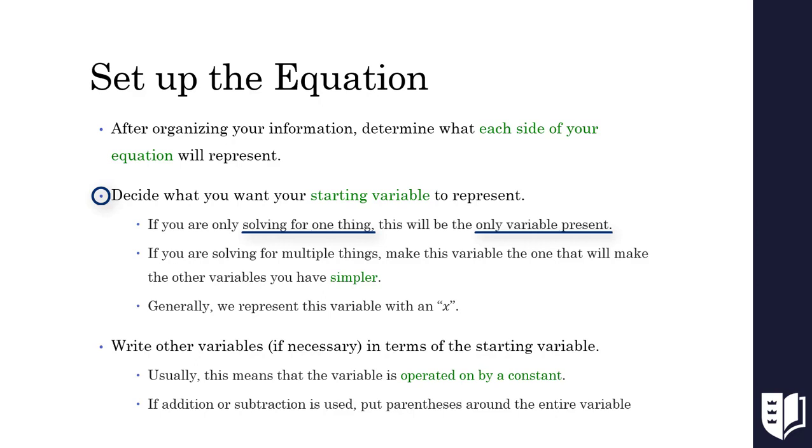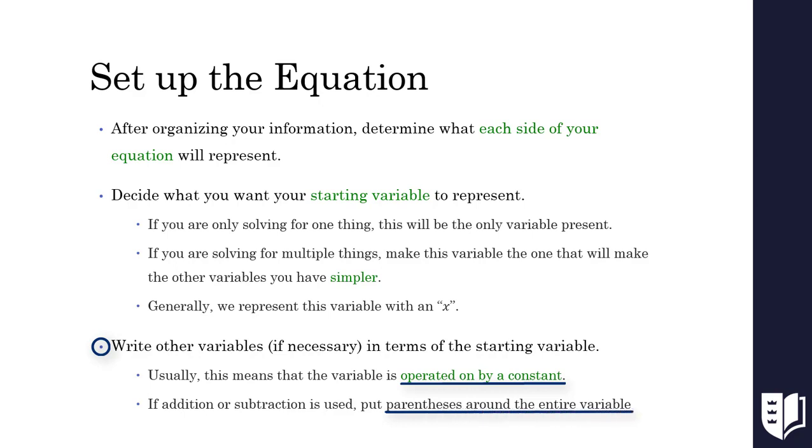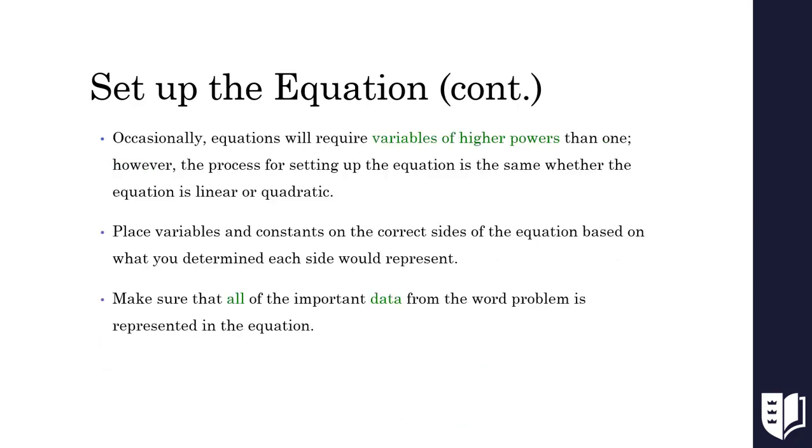Generally, we use x to represent this variable. If we are solving for multiple related things, we would choose x to be the variable that makes our related variable simpler, since they will be written in terms of x. Once we write down our starting variable, we need to write down any other unknowns that we have represented in terms of that variable. Usually, this means that our starting variable is operated on by a constant. If we need to add or subtract, we need to put parentheses around our variable and the operation.